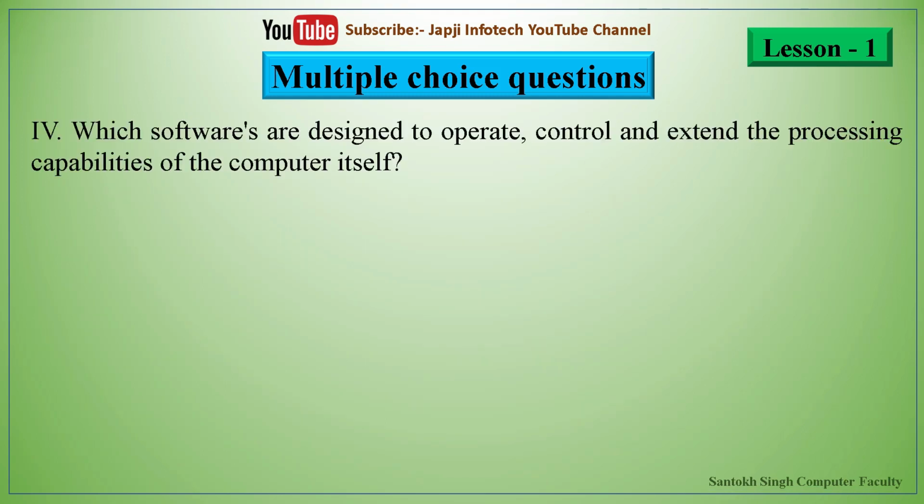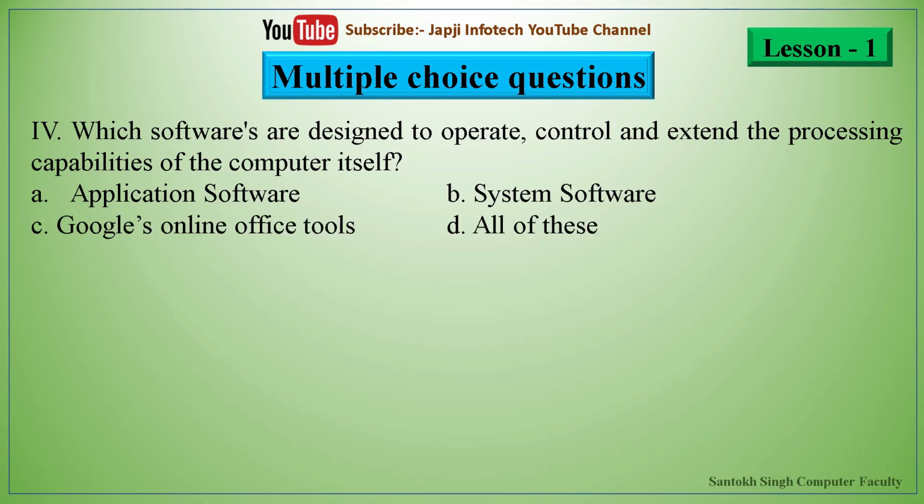And the fourth one is, which software are designed to operate, control, and extend the processing capability of the computer itself? And their options are application software, system software, Google's online office tools, or all of these. And the right answer is system software are designed to operate, control, and extend the processing capability of the computer itself.